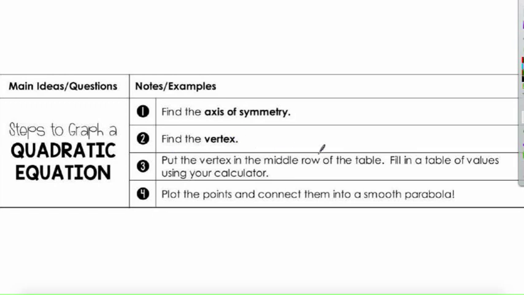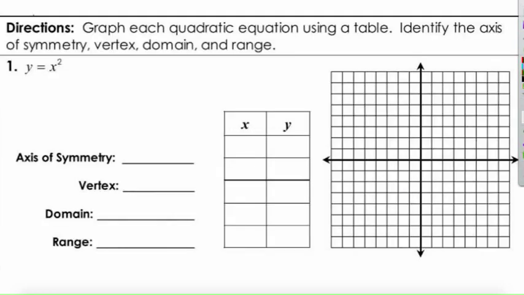So put the vertex in the middle row of the table and fill in the table of values using your calculator. You could do it with your calculator, you could do it by hand, you're certainly going to have to do some kind of calculation, and then plot the points and connect them into a smooth parabola. So let's check out our first example.